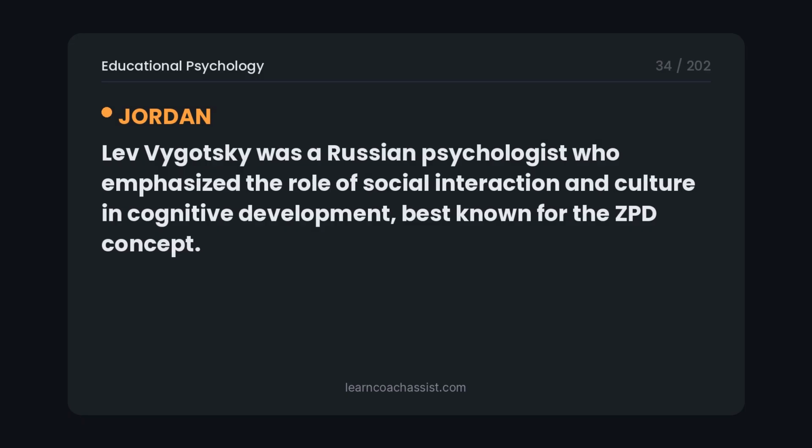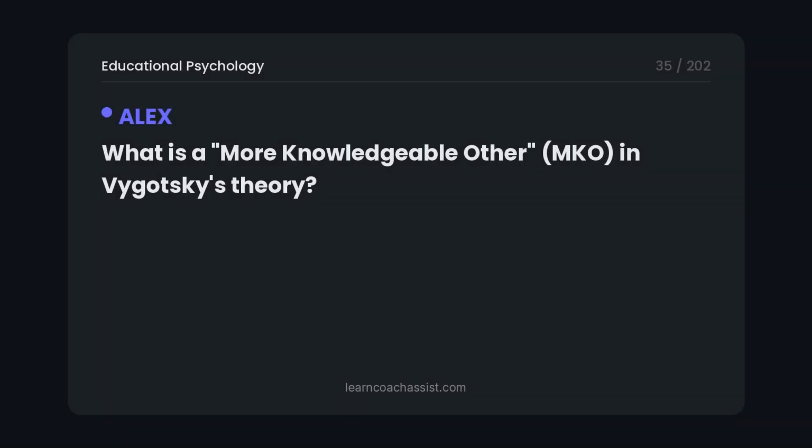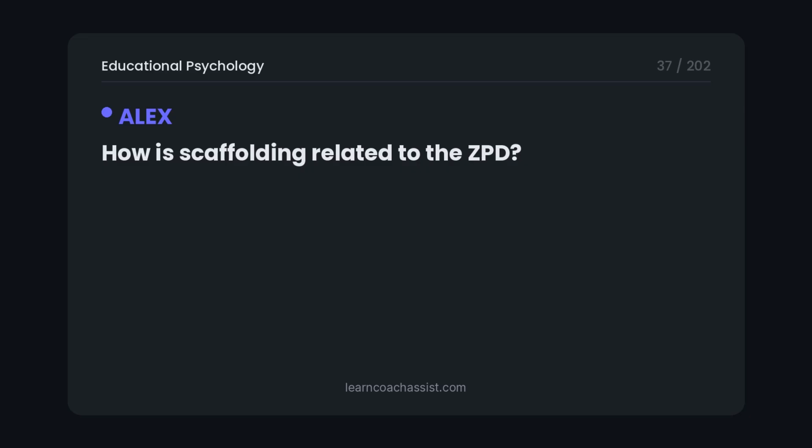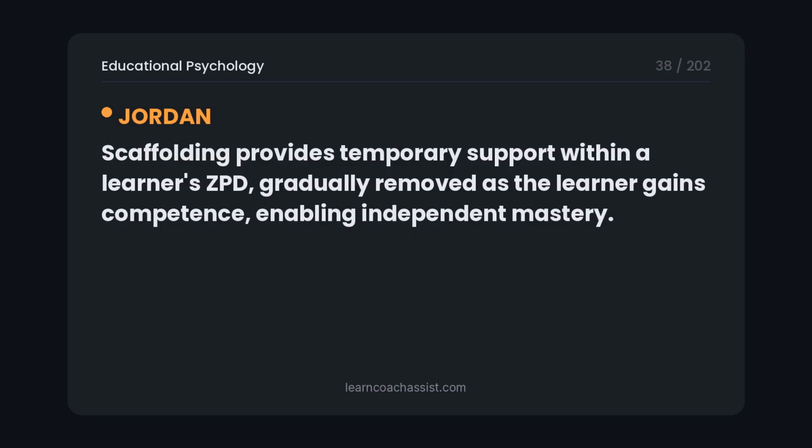Lev Vygotsky was a Russian psychologist who emphasized the role of social interaction and culture in cognitive development, best known for the ZPD concept. What is a more knowledgeable other, MKO, in Vygotsky's theory? An MKO is anyone who has a higher level of understanding than the learner on a particular task, such as a teacher, peer, or even a computer program. How is scaffolding related to the ZPD? Scaffolding provides temporary support within a learner's ZPD, gradually removed as the learner gains competence, enabling independent mastery.